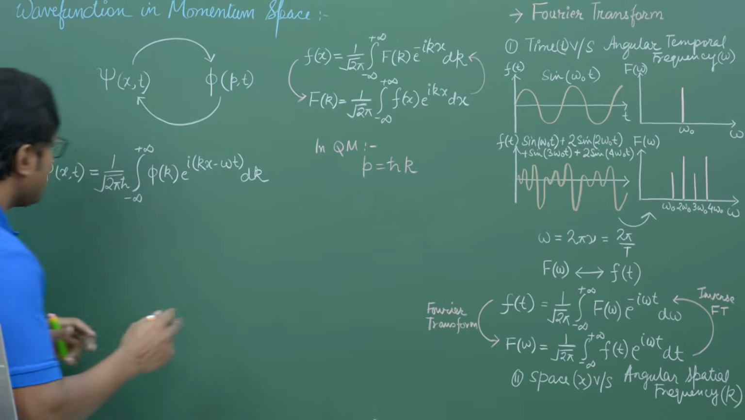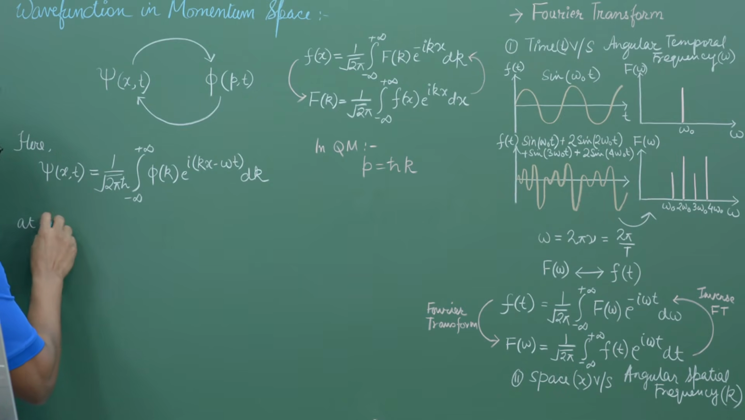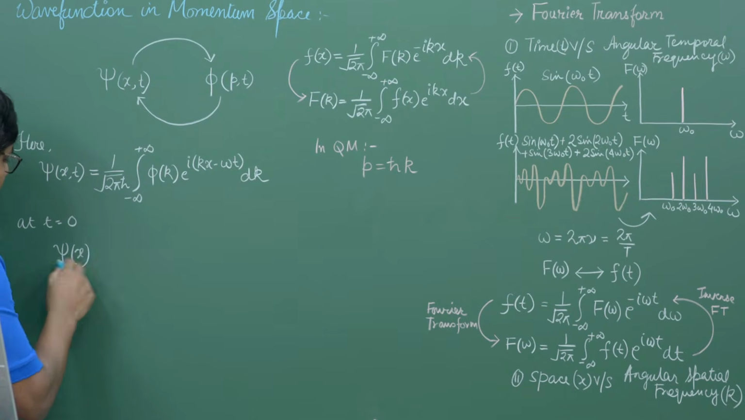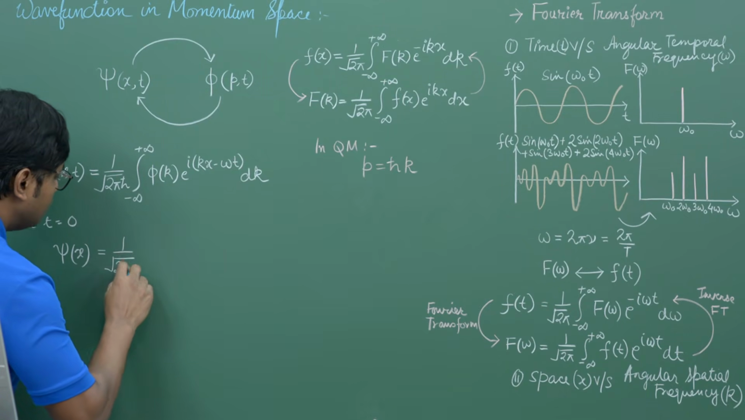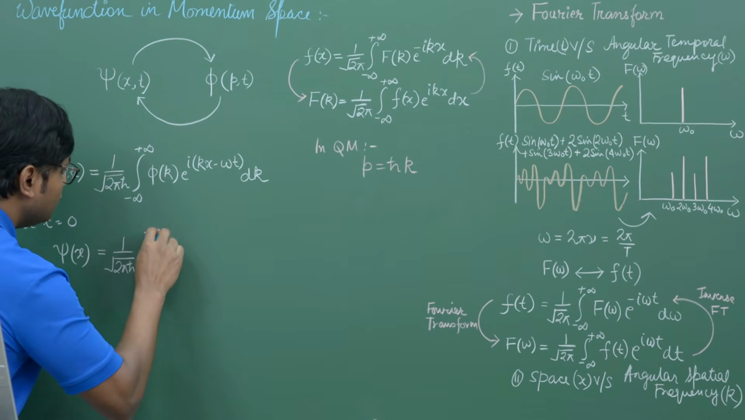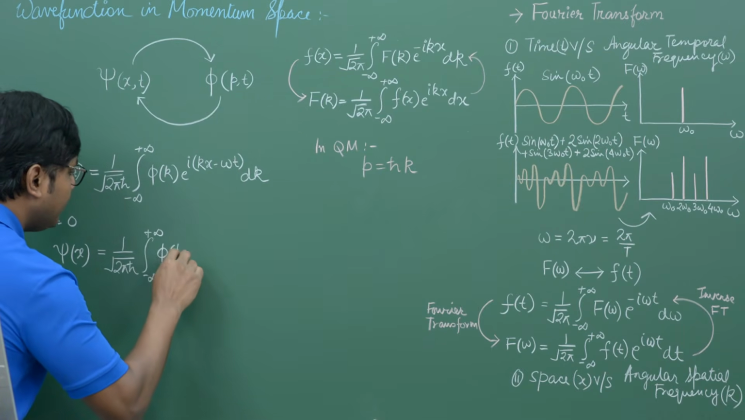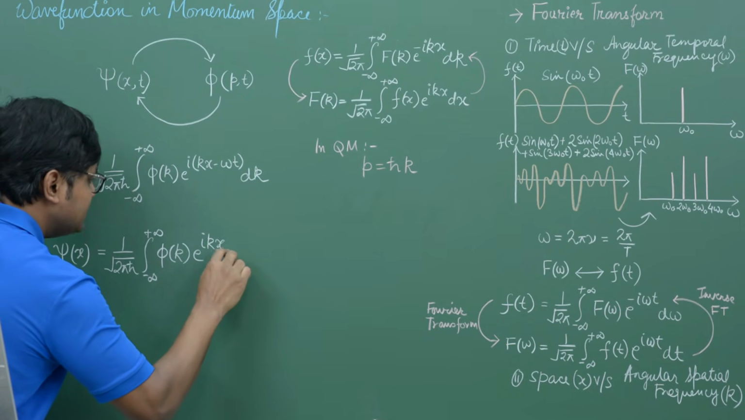But let's suppose I want to consider this at time t equal to 0. So at time t equal to 0, what do I have? I have psi(x, t=0) comes out to be 1 upon root over 2 pi h cross, integral from minus infinity to plus infinity, phi(k) e to the power iota kx dk.